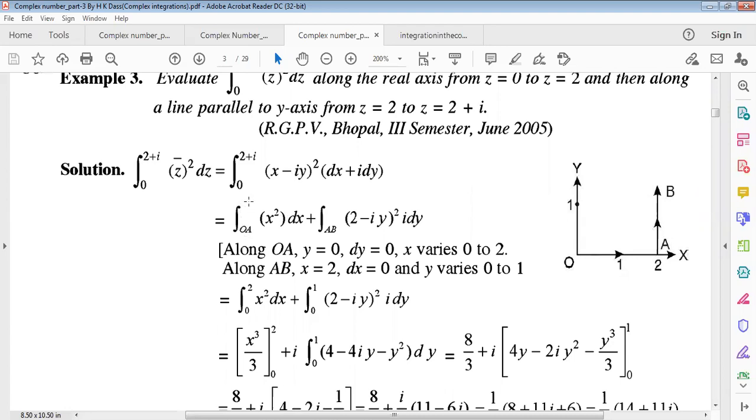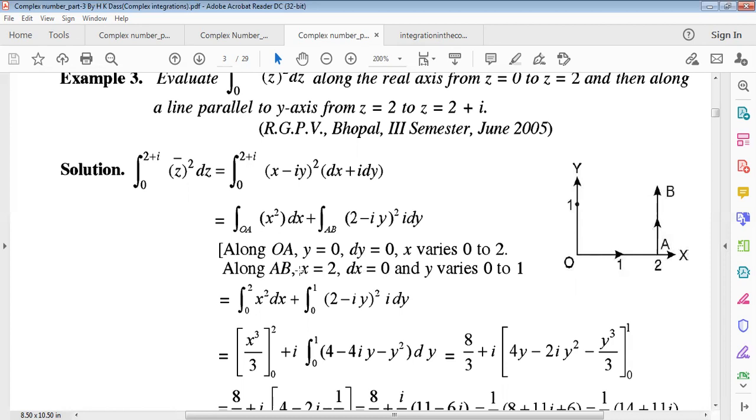Now the x square integration will be along OA, and dy along AB. Understand? This is the imaginary axis. Real axis this way, and imaginary axis along AB. So we have to take integration along OA and along AB. Along OA, y equals 0, so dy is 0, and x varies from 0 to 2 on the real axis. Again, along AB, x equals 2, and y varies from 0 to 1.